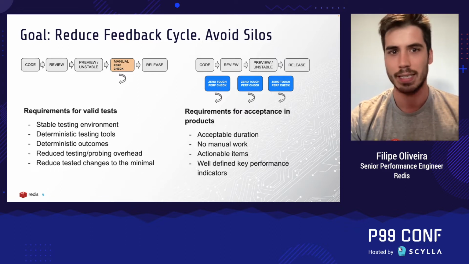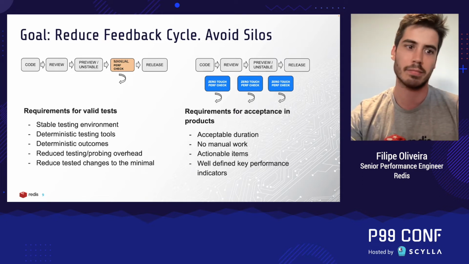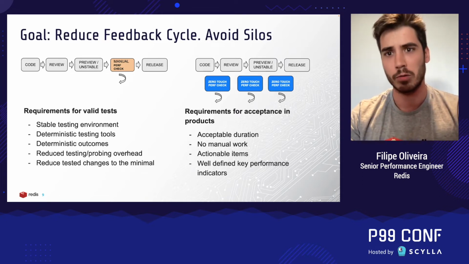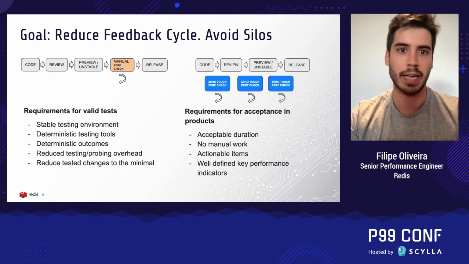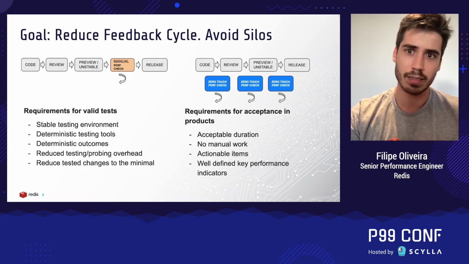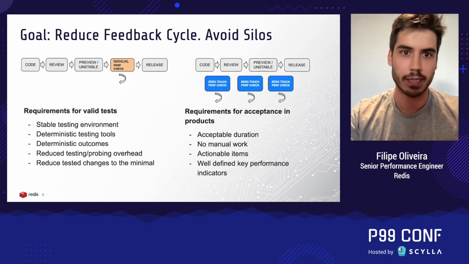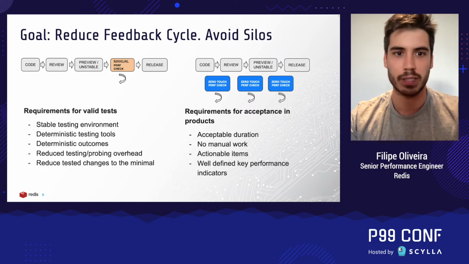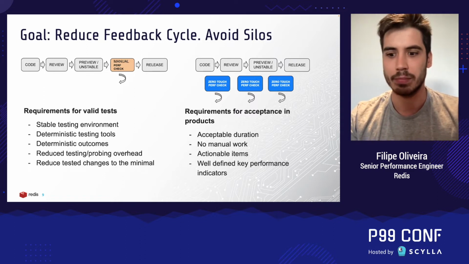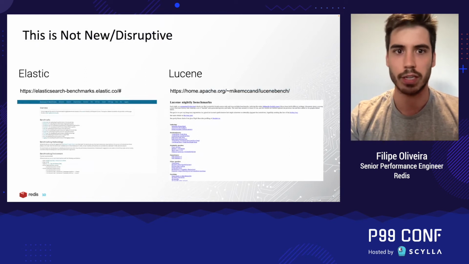So this was the goal: remove silos, ensure that there's as little manual work as possible, ensure that we have deterministic data so that we can trust the data, and ensure that as soon as we are able to measure performance, we do it, instead of buffering all those code changes until we are at the end of the release cycle to do a performance check. That was basically the set of goals that we wanted to reach.